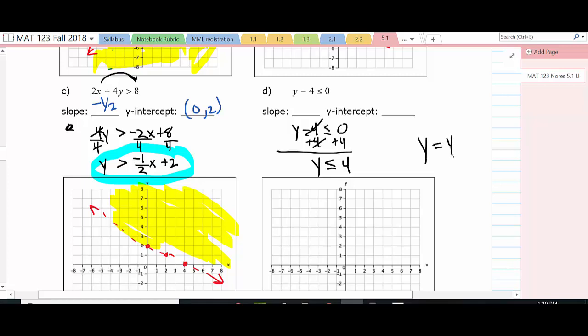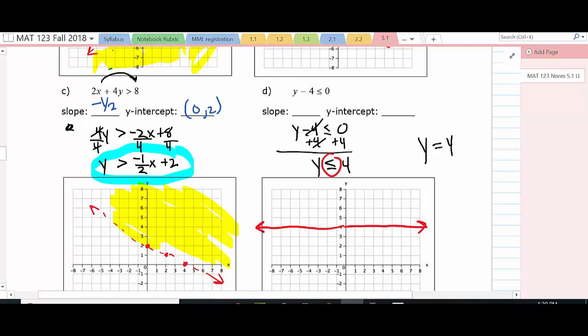How do you graph y equals 4? That's horizontal, right? It goes through y equals 4. So this one's going to go like this. You're going to go through 4, and you're going to do, again, a solid boundary line because of the equal to bar like that. Okay?